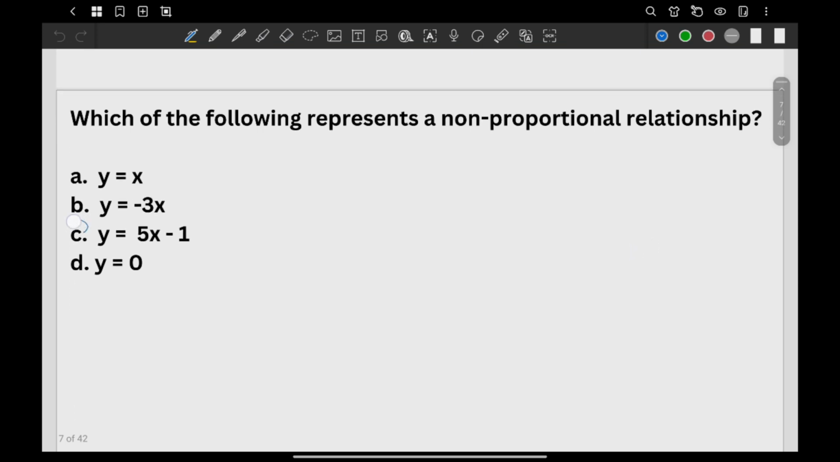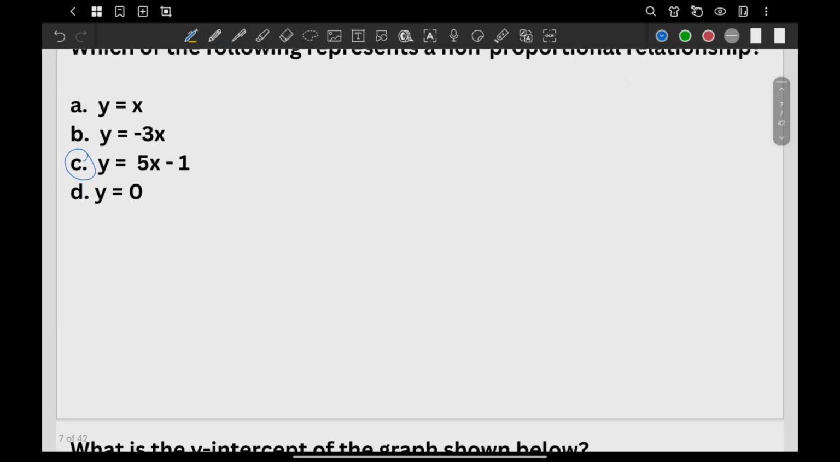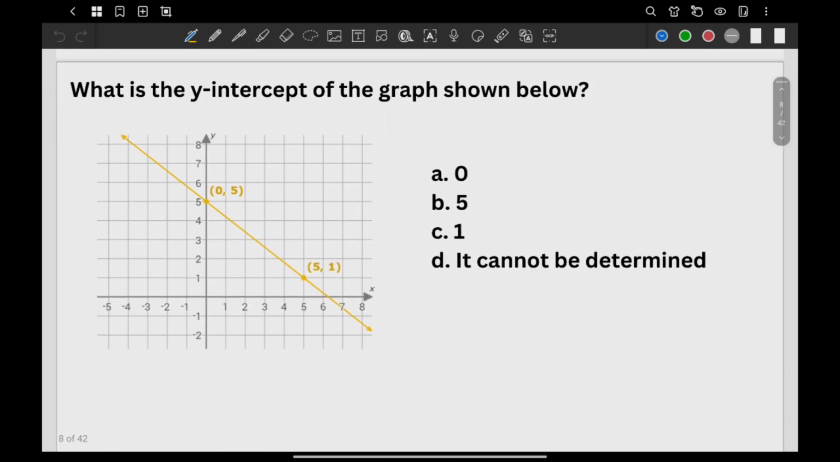Considering the previous examples, the answer for this one should be letter C, y is equal to 5x minus 1. I hope you can see now the difference between proportional and non-proportional. Next one. What is the y-intercept of the graph shown below? Sir, what do you mean when you say y-intercept? Let's discuss at the same time the x-intercept, and let's see how they differ.